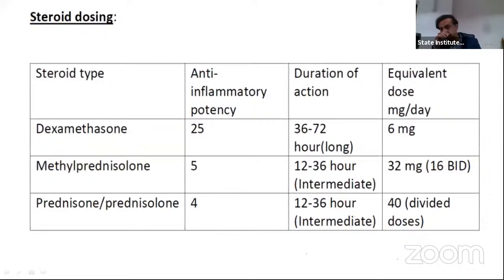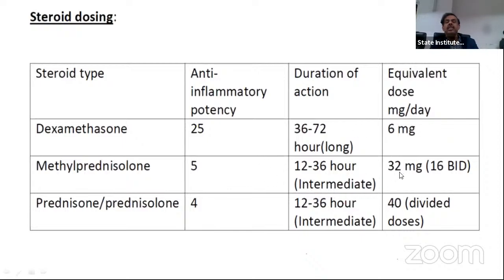So this is the anti-inflammatory potential of various steroids. We are advising as per guideline only dexamethasone and methylprednisolone as per our national guideline. You see the anti-inflammatory potential of dexamethasone is much, much higher, 25 compared to methylprednisolone 5 and prednisolone 4. You see the duration of action is 36 to 72 hours. And so please don't advise dexamethasone twice a day dosing. There is no scientific basis. You have to use once a day dosing. 6 mg is good enough, low dose.